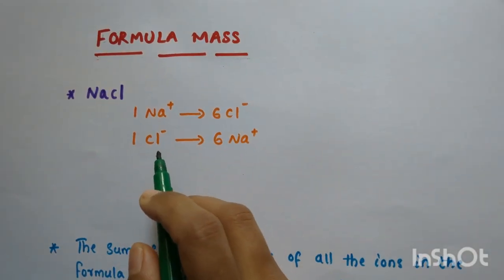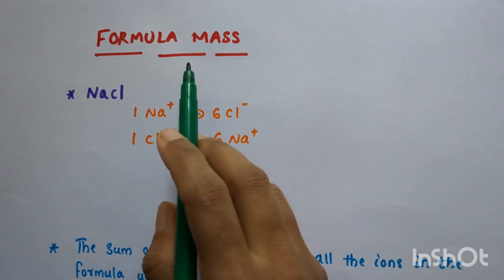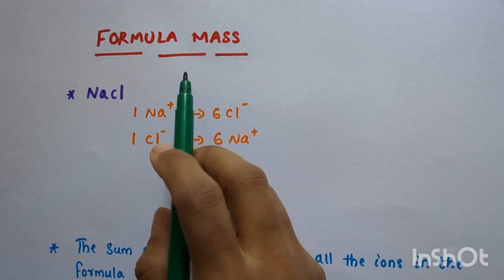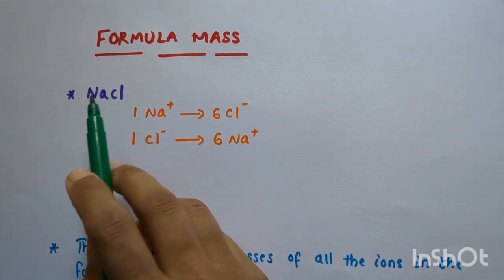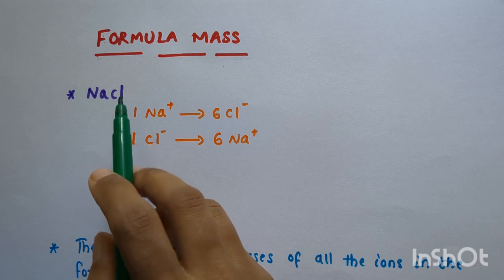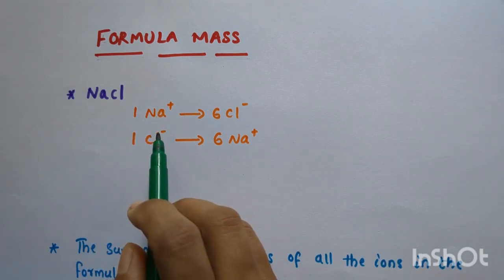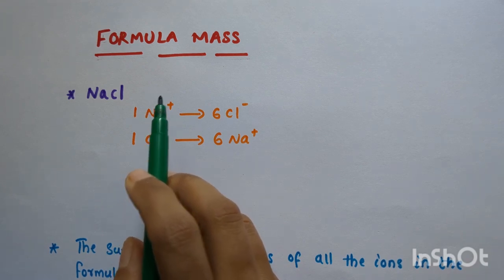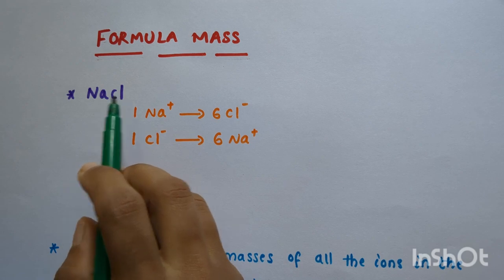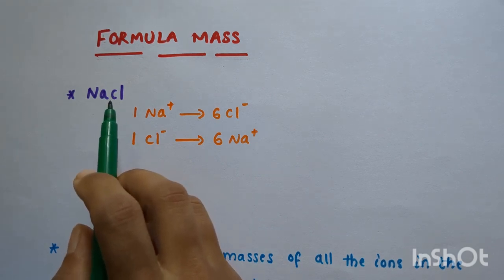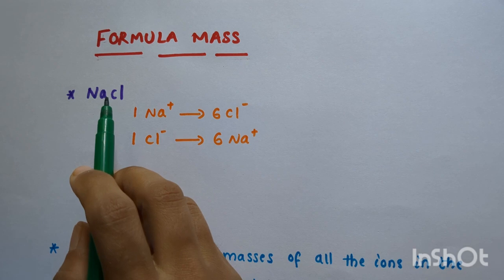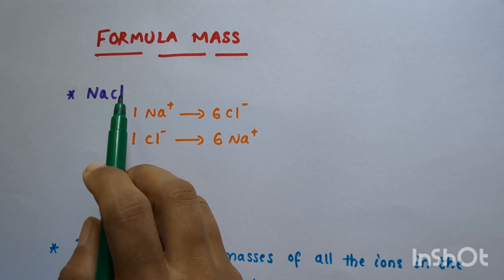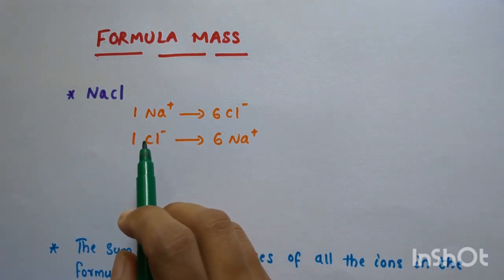Now let us see what formula mass is. Formula mass is used for those compounds whose constituents are ions. For example, sodium chloride. In sodium chloride, NaCl, the constituents are Na plus ions and Cl minus ions. So if we consider sodium chloride, we find the formula mass, not the molecular mass, because its constituents are not molecules or atoms, they are ions, Na plus ions and Cl minus ions.